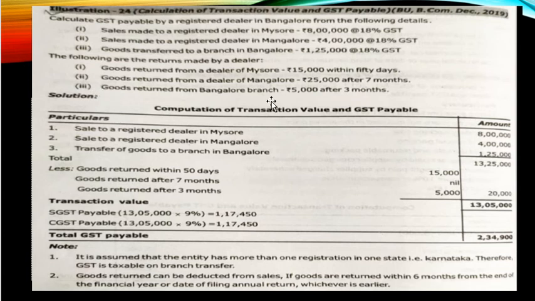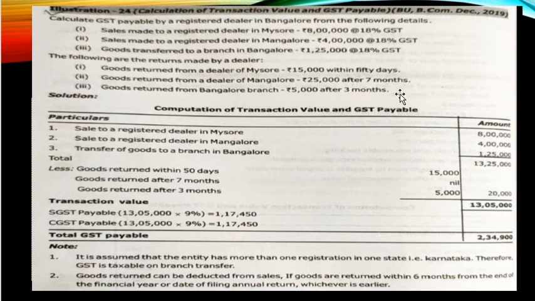So goods returned from Bangalore branch 5,000 after 3 months. So it is within 6 months, so you can consider that, goods returned after 3 months 5,000. So the total value of goods what you have returned is 15 plus 5, which is 20,000. So from the total sales 13,25,000, you will minus the goods which is returned value 20,000. So that exact transaction value is 13,05,000.